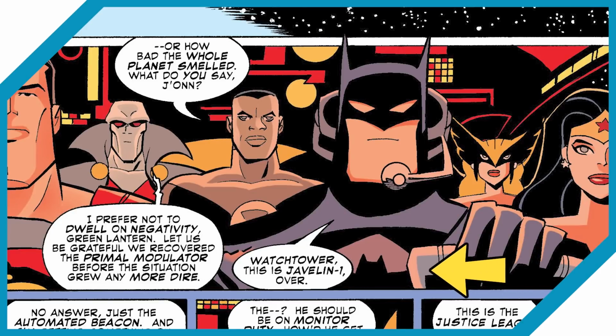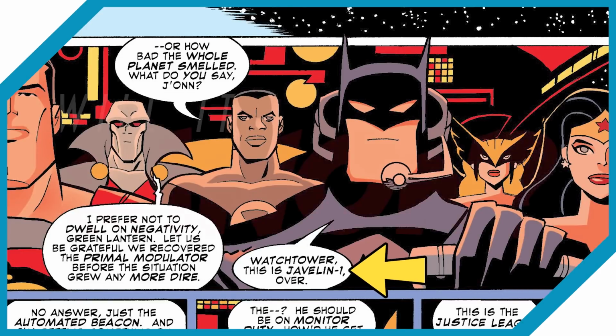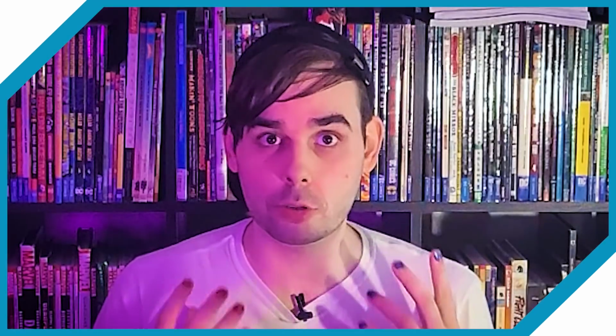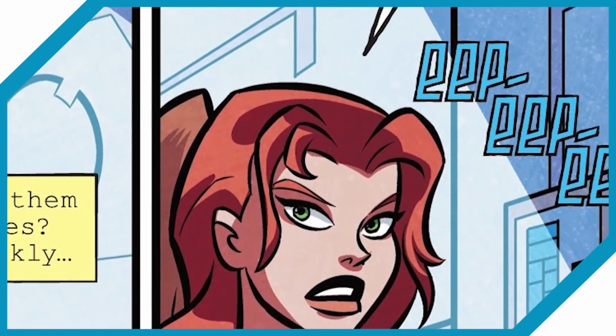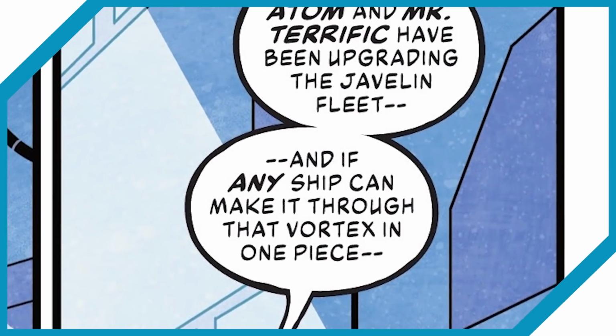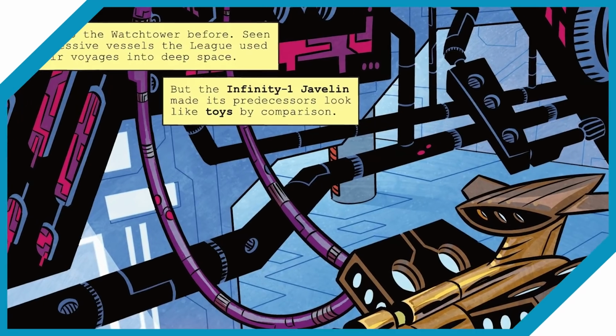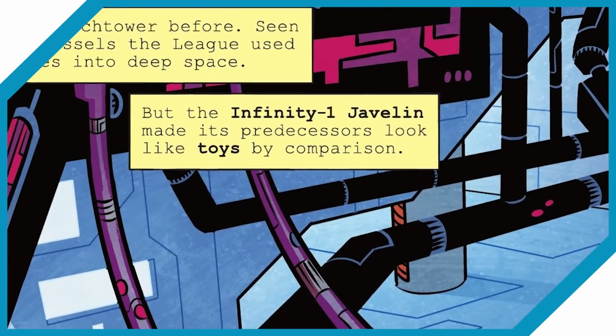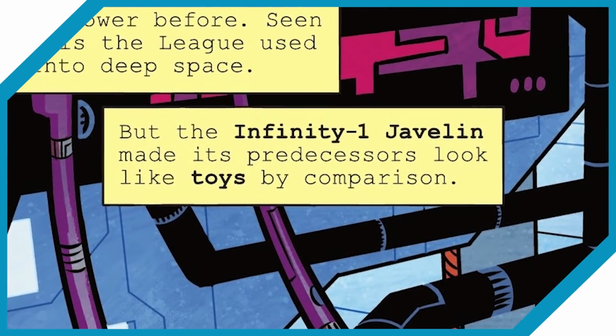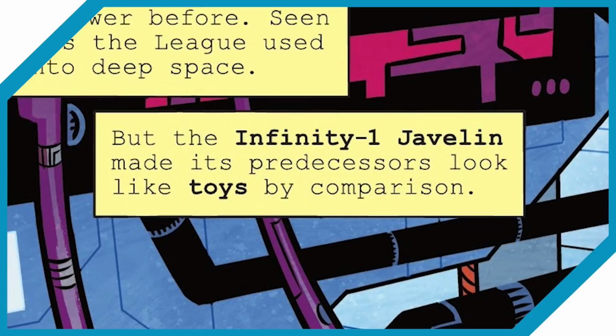I guess we did have that Javelin 1 in Justice League Adventures, but is that even canon? Where are Javelins 2 through 6? How do numbers work? But seriously, we're told in dialogue from Shiera that this new ship is an upgrade to the Javelin fleet. And the sentiment is reinforced by Lois when she refers to the other forms of Javelin that we've seen on the shows as the ship's predecessors.